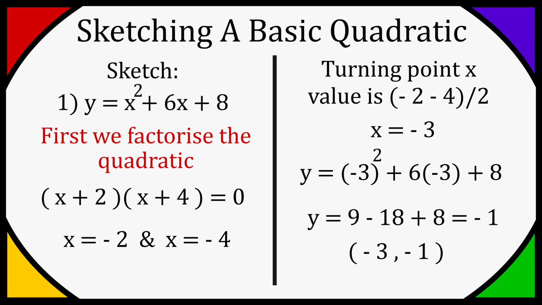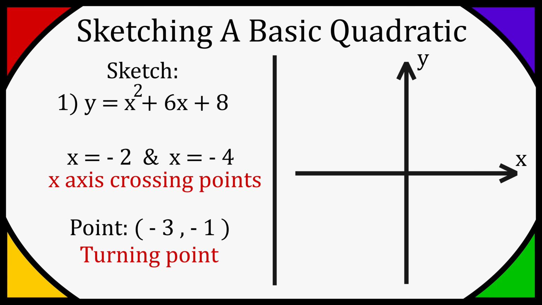Now this might all make a bit more sense once we visualize it. We have our x-axis crossing points and our turning point, and I'm going to plot them on the graph. You may notice that I've also plotted an 8. When x is equal to 0, that's the y-axis crossing. If you look at y is equal to x squared plus 6x plus 8, when x is 0, y is equal to 0 squared plus 6 times 0, which is 0, plus 8, so y is equal to 8. That's our y value crossing.